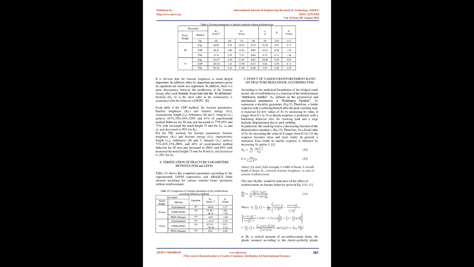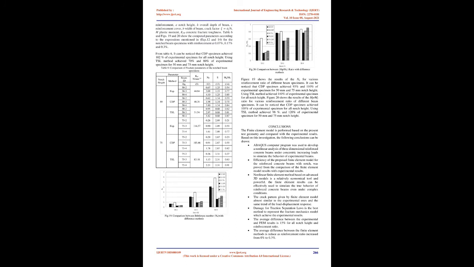8. From Table 4, the CDP method, the fracture parameters, fracture toughness, KIC, fracture energy, GF, characteristic length, LCH, brittleness, B, and J integral, JIC, achieve 107%, 70%, 49%, 129%, and 61% of experimental method behavior for 50 mm and increase to 77%, 93% and 75% with increase of the notch height to 75 mm for GF, LCH, and JIC and decrease to 90% for KIC.